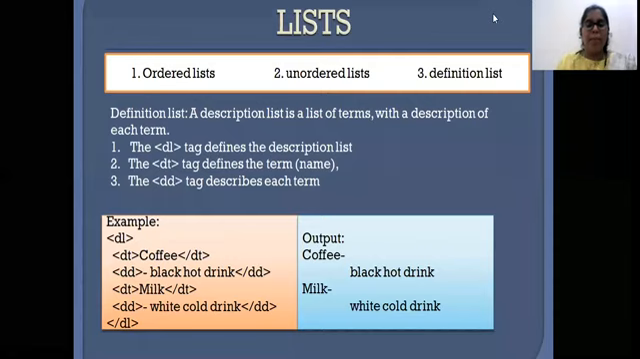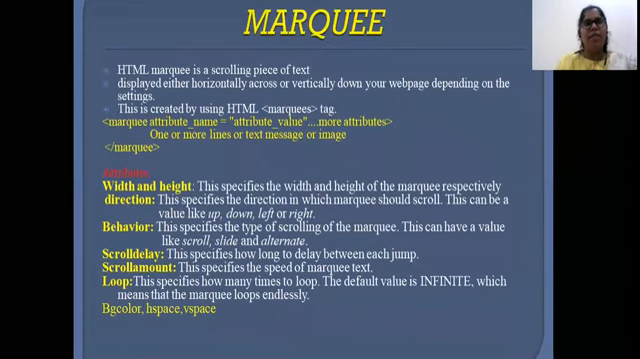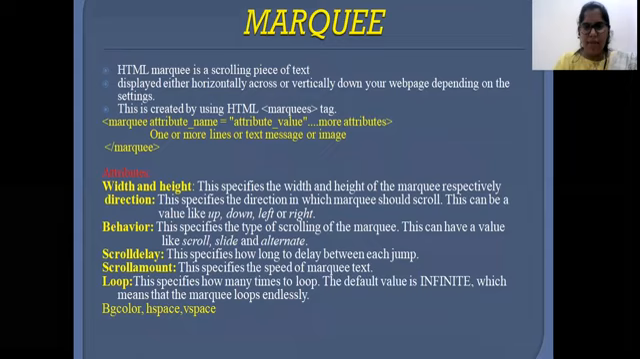The next topic is marquees. Whenever we visit any web page or website, we'll be seeing some sort of scrolling messages, right? Notifications or emergency alerts. Such kinds of messages which we want to scroll are done with the help of the marquee tag. So we can scroll the text either horizontally or vertically with the help of this tag.